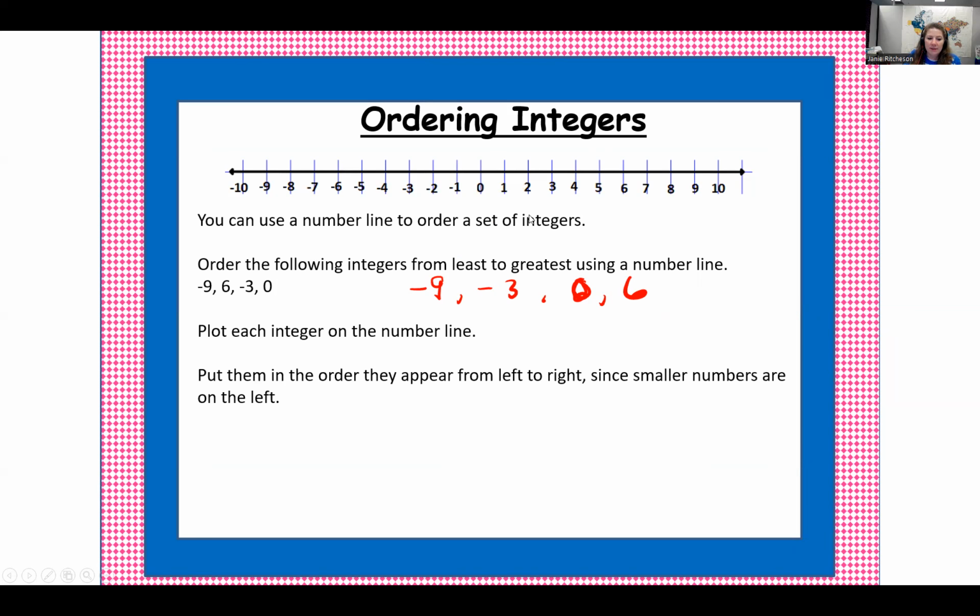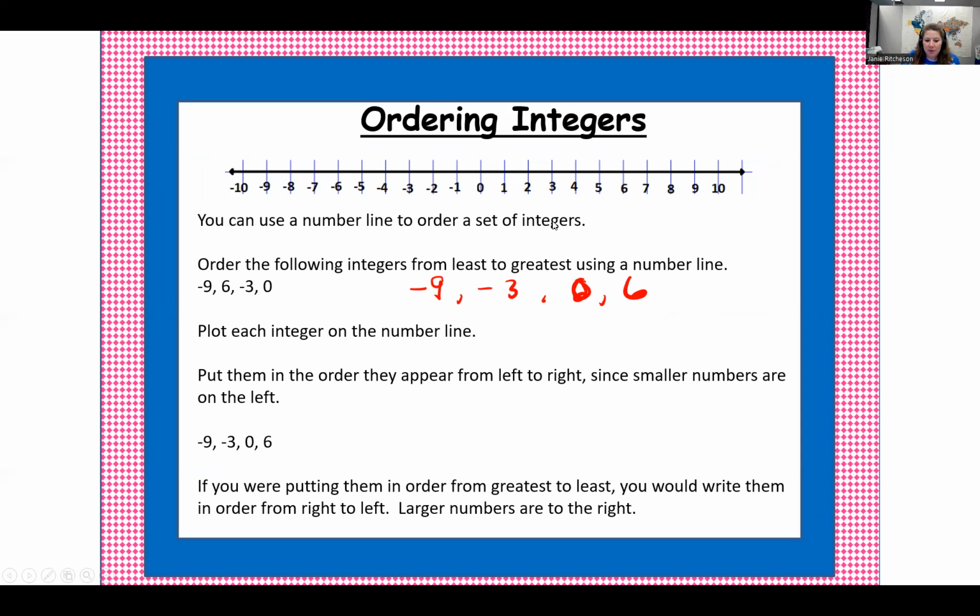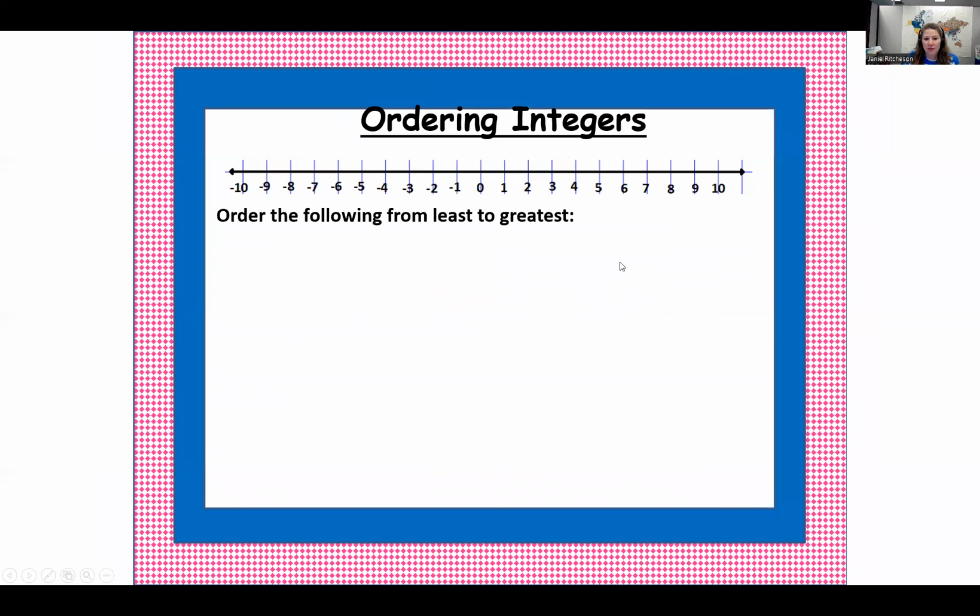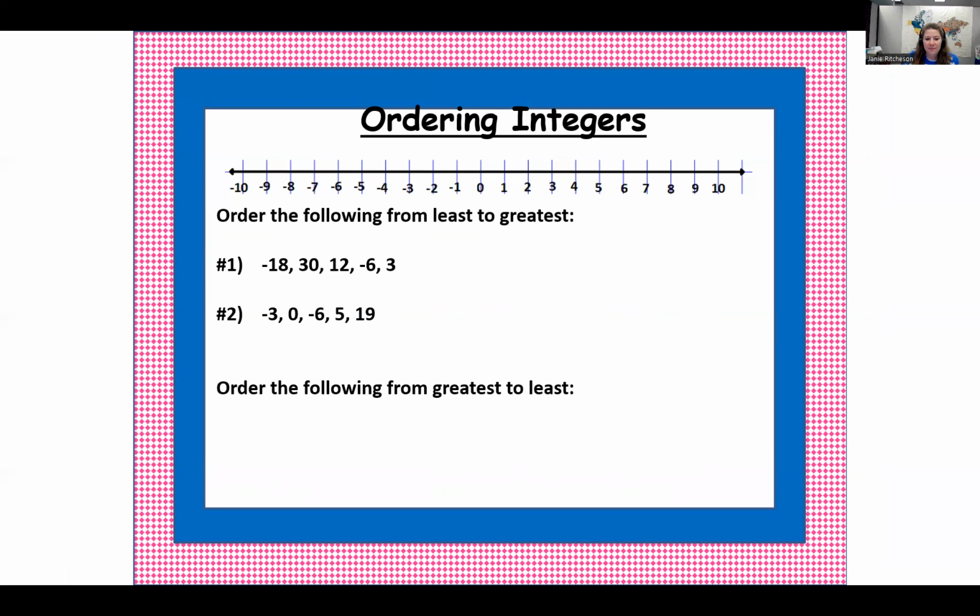All right, so we plotted them. Well, in my brain I did. And then we listed them in order from least to greatest. If you're putting them in order from greatest to least, you would write them in order from right to left because larger numbers are to the right. And there they are. Order the following from least to greatest. Now this one says greatest to least. Number 3 says greatest to least, so be careful.